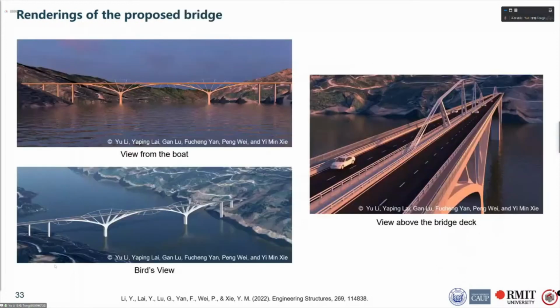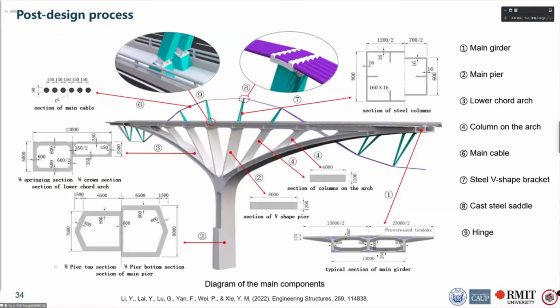Here are the renderings of the conceptual design: the view from the boat, the bird's view, and the view above the bridge deck. Then we have applied a trial design based on the bridge. This is a diagram showing the main components, which mainly include main girder, main pier, and lower chord arch, column on the arch, and some other components.